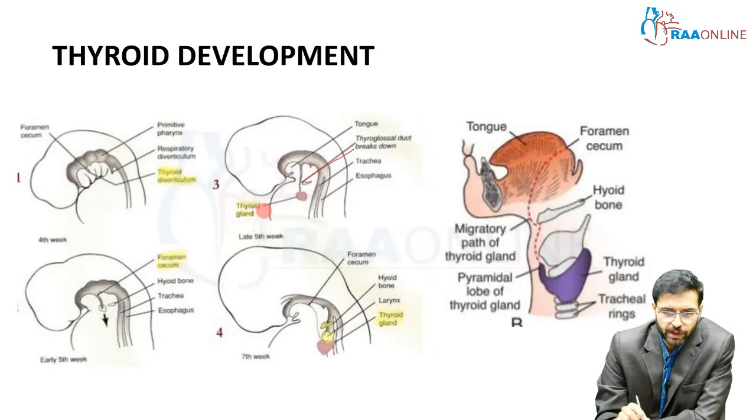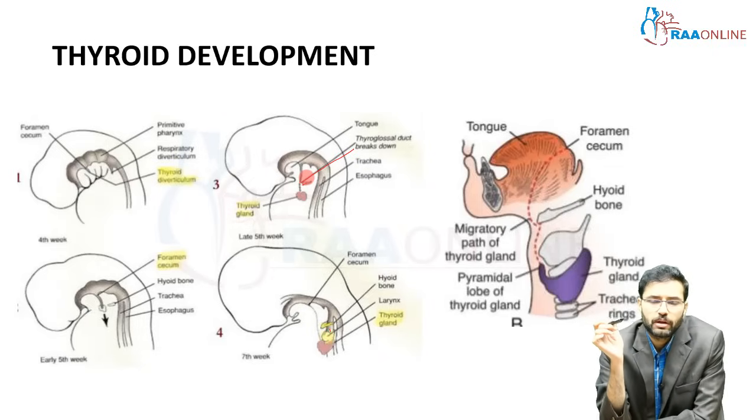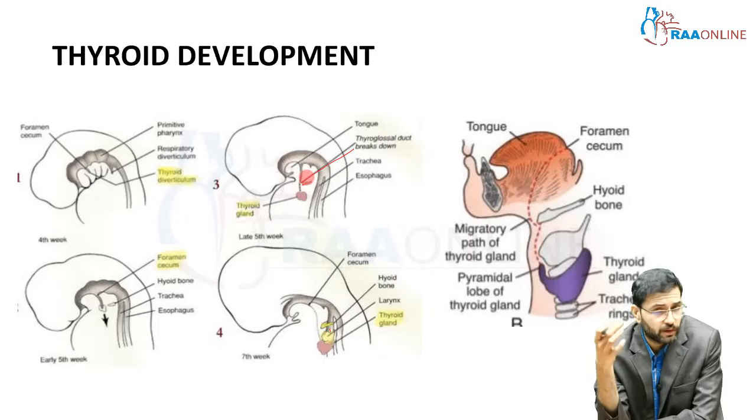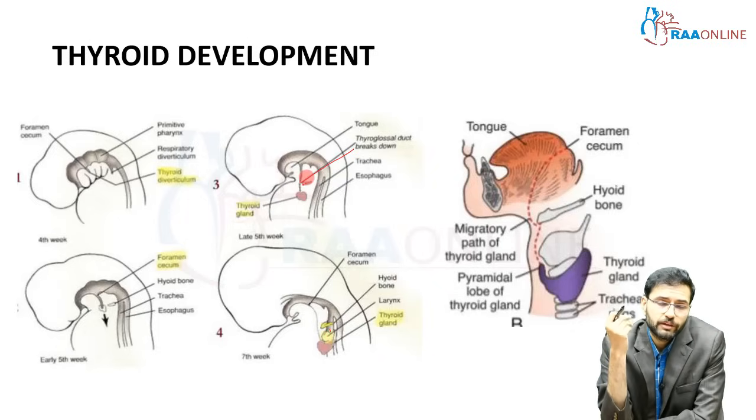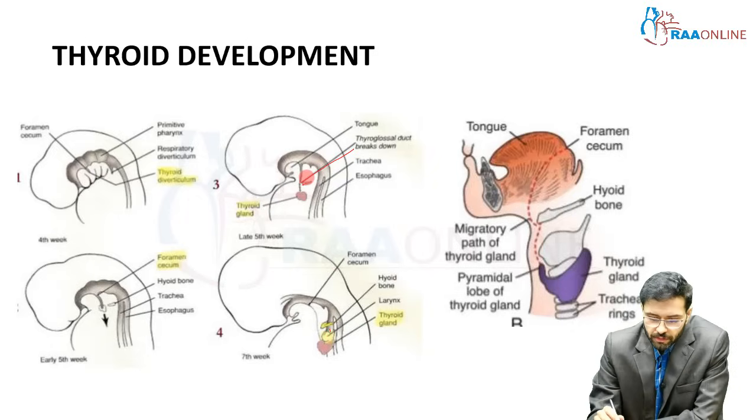A very important point to be noted here is the relation of the thyroglossal duct to the developing hyoid bone. Like I told you, as the thyroid descends down, it is in close proximity with the developing hyoid bone, the centrum of the developing hyoid bone. Hence, in a thyroglossal cyst, this is very important treatment-wise. We'll be discussing it later on. So this is the pathway of migration of the thyroid gland.